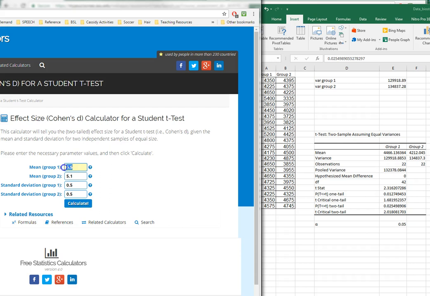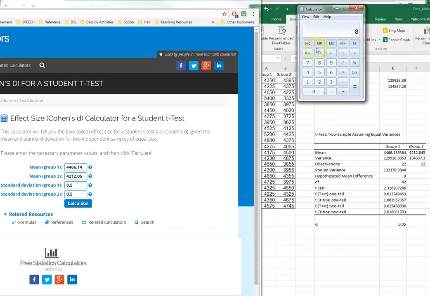So I need to know the mean from group 1, so I'll put in 14.4466. I'm going to go ahead and round that to 14. And the mean for group 2, so I'll put in 421205. And then I need to know the standard deviation. Note that I actually have the variance here, not the standard deviation. So I need to figure out the standard deviation. So I can just go to a calculator to figure that out.